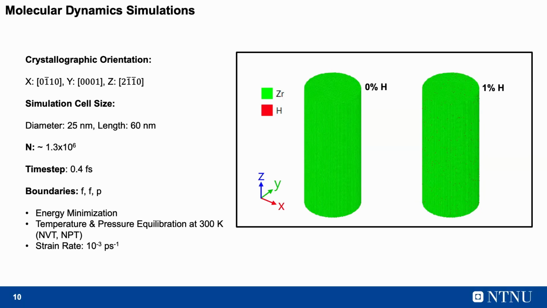For the hydrogen case, we randomly distributed the hydrogen atoms into the simulation cell with a 10% atomic ratio. And there are other calculation details, where we minimized the energy before the simulations and applied temperature and pressure equilibration before the loading. And eventually we loaded these 2 different simulation cells with a strain rate of 10 to the -3 1/picosecond.